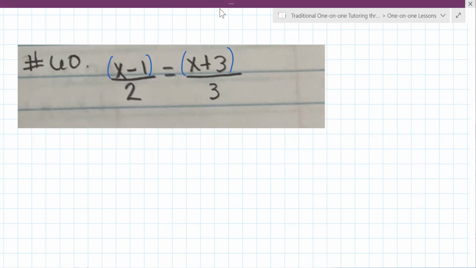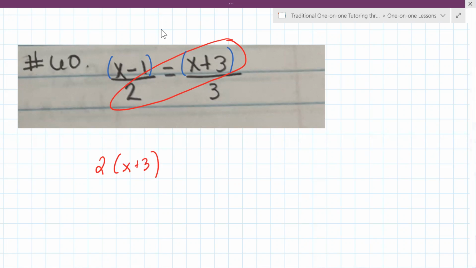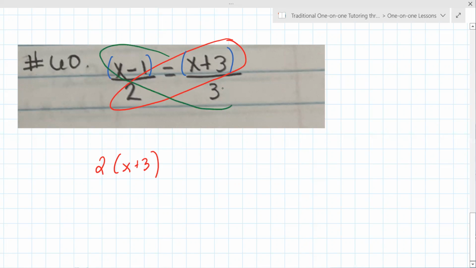But it's critical because when you cross multiply now, let's say you go this direction first, it's 2 times parentheses x plus 3. Okay, and if you go the other direction, equals, it's 3 times x minus 1.